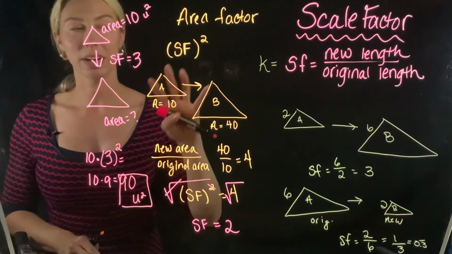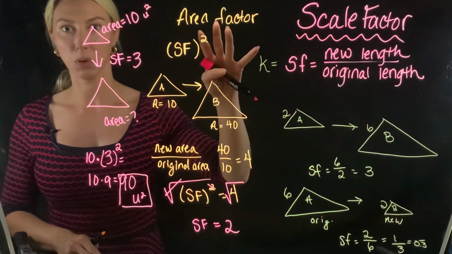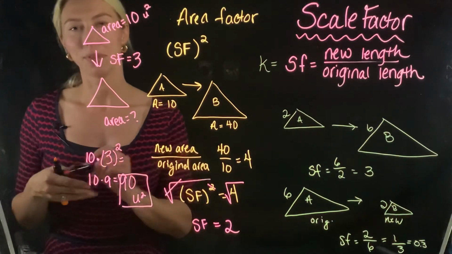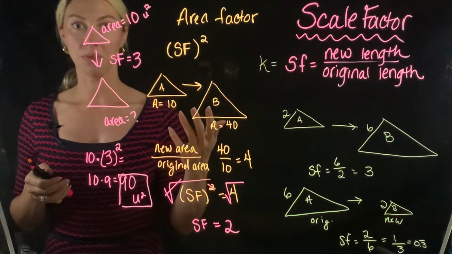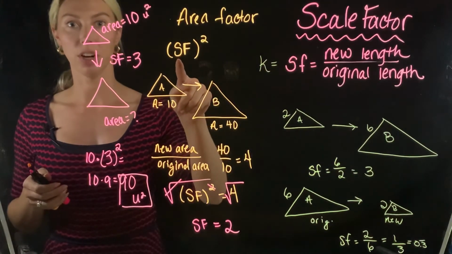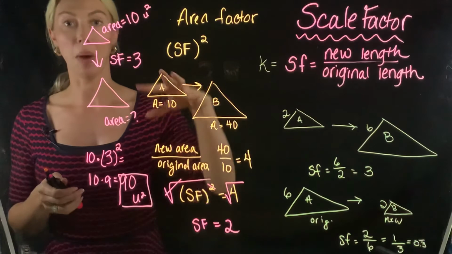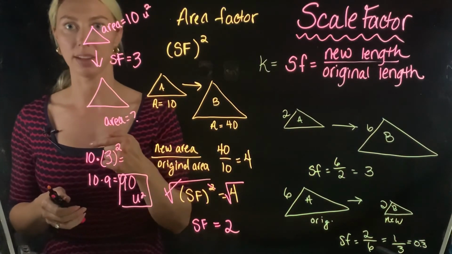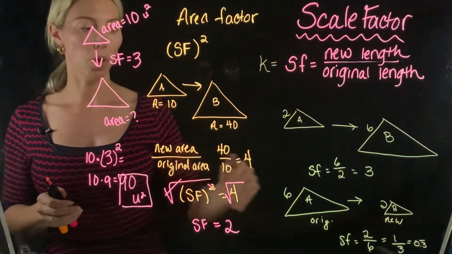Now this is just a very quick run through of how scale factor and area factor work. There's also volume factor. So if you could kind of guess from the progression of things, the volume factor is actually the scale factor cubed. And then, if you had the volume factor, you would have to cube root it to get back to the scale factor.